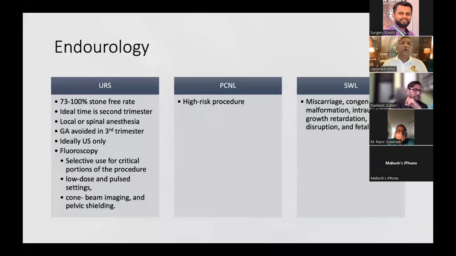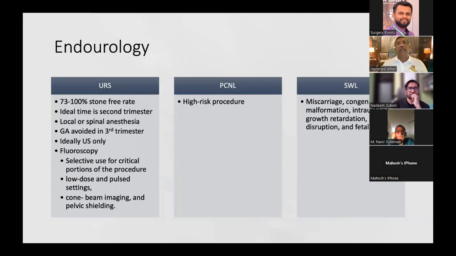What about endourology? Well, ureteroscopy is again the choice, and it is something that can be used very safely, and all of us have experience. The stone-free rate is quite high. It should ideally be done in the second trimester. It can be done under local anesthetic because the ureter is quite dilated, but preferably under spinal anesthesia.